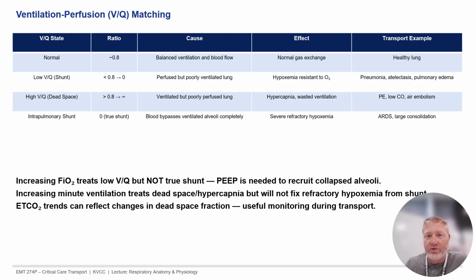The treatment for shunt, it is PEEP, PEEP, PEEP, PEEP. Anytime you have any kind of shunt-like effect within the lung, PEEP is the best way to treat that underlying cause and improve the lung mechanics. That's one of the most important clinical applications of VQ physiology that you should use in transport.